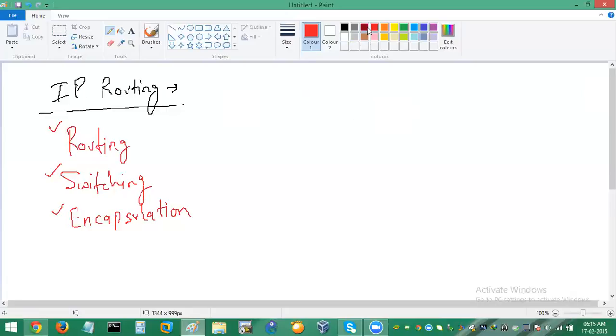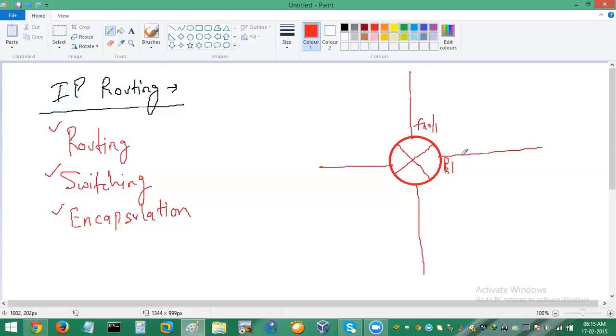So let me take an example to make this understood. Let's say I have a router. I have router number 1. And that router has 4 different interfaces. Let's say, for example, we have 4 different interfaces. We have FA0/1, FastEthernet 0/1 interface. We have FA0/2. We have FA0/3, and I have FA0/4.